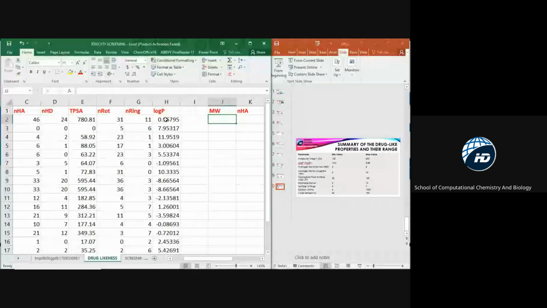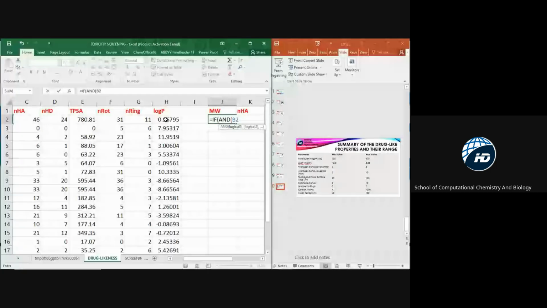So the function: you write equal to, then IF for the condition, open bracket, and AND, which means the value will be within this range. After AND, you open bracket; molar weight is in B2. Since we are saying between 150 to 600, that means not less than 150, so it should be 150 and above.